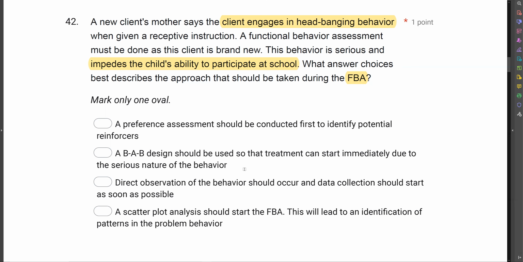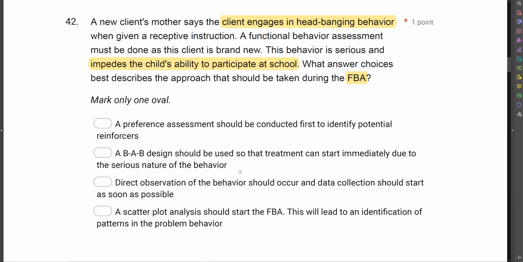We don't even know why the behavior is occurring. B is getting ahead of ourselves. C, direct observation of the behavior should occur and data collection should start as soon as possible. Yes, we need to start taking data rapidly. We need some direct observation. We need to start identifying antecedents, consequences, and figuring out why this behavior is occurring.